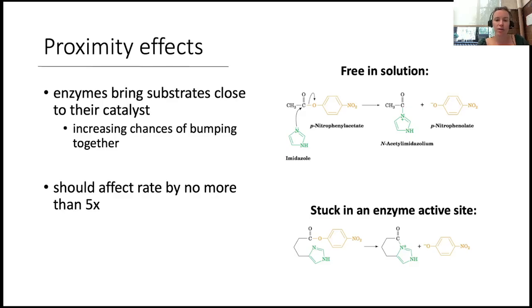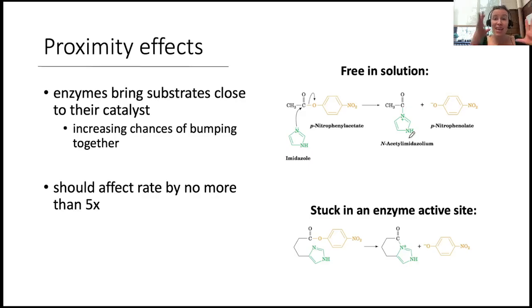How else do enzymes behave as catalysts? Well, they exert proximity effects. What do I mean by that? They bring the substrates close to the catalyst so that the reaction can happen. Let's imagine some reaction happening free in solution like you do in a Gen Chem lab or an organic chemistry lab. The molecules that you want to react are just moving around in the beaker or the round bottom flask, right?